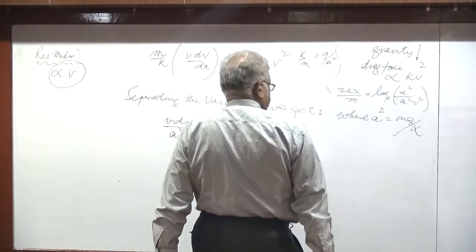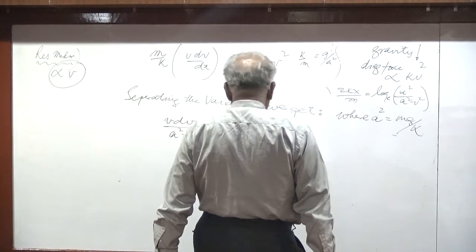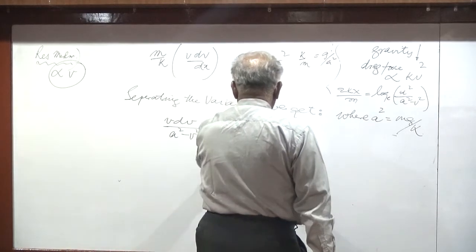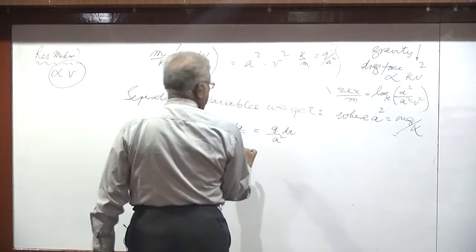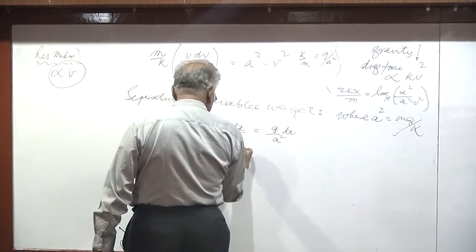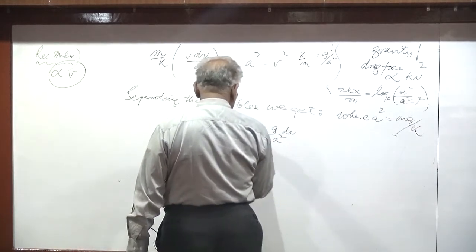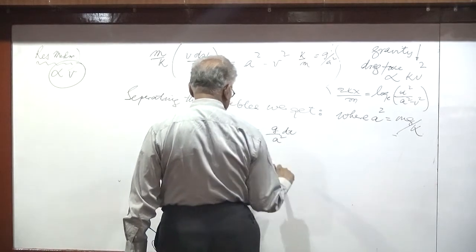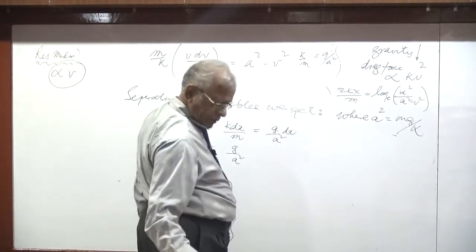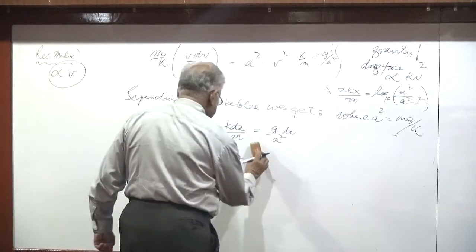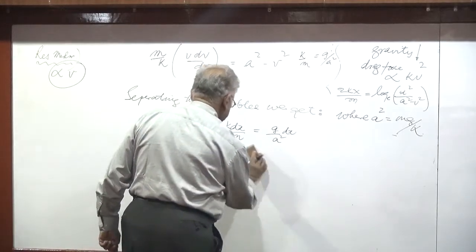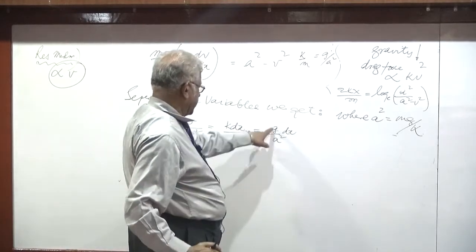Yeah, k over m is g by a square. So we have this equal to g over a square. It's already done. It's fine. Sorry for this mess up. k over m dx is g over a square dx.